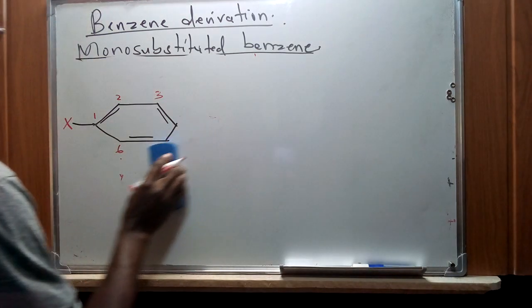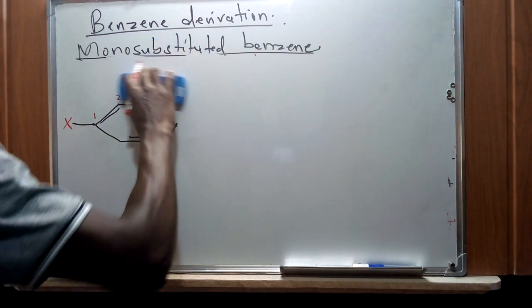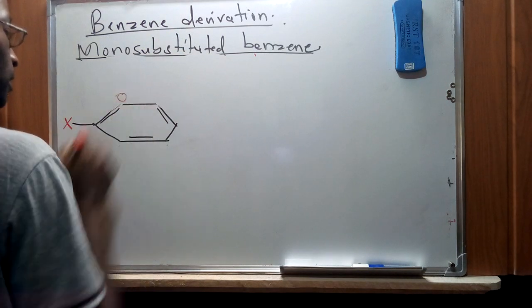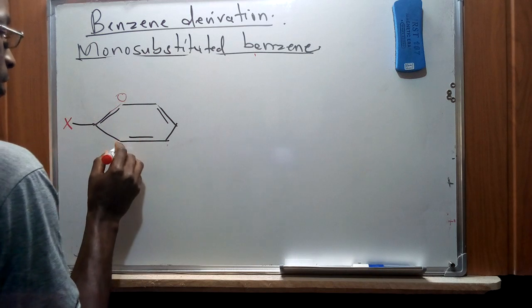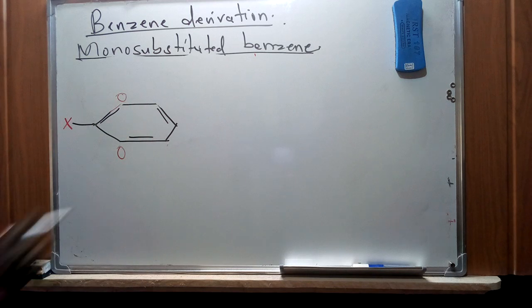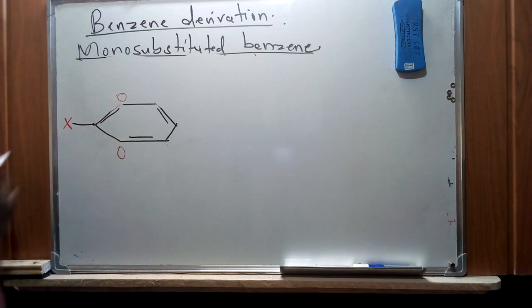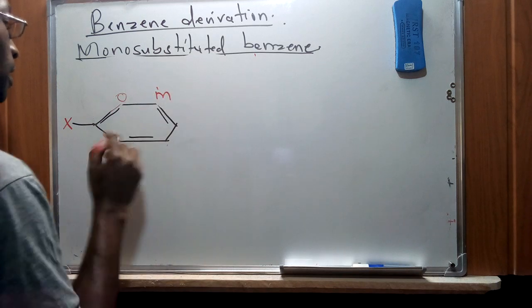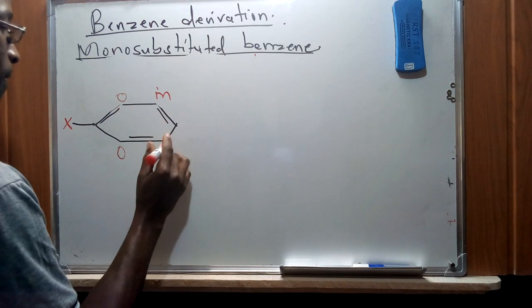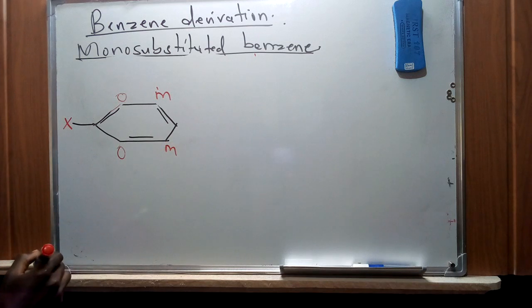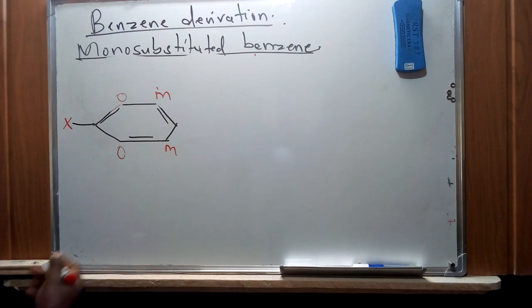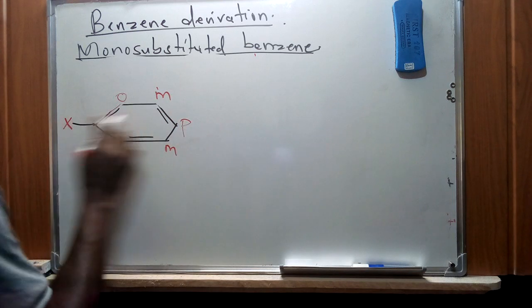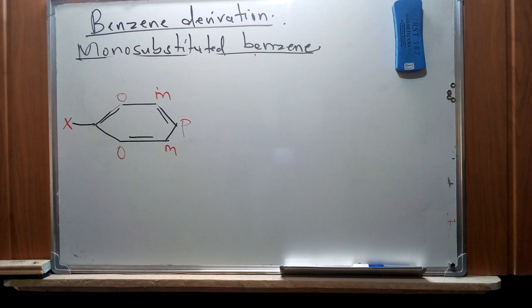Now we can do away with the numbers since we just mentioned them. So a substitution at this particular point with respect to X, carbon point number 2 and 6, is known as ortho. So this is ortho substitution, and then a substitution at this point, number 3 and 5, is known as meta, and we're going to use those initials in naming our compounds. And then a substitution at this point that is opposite to X is known as para.